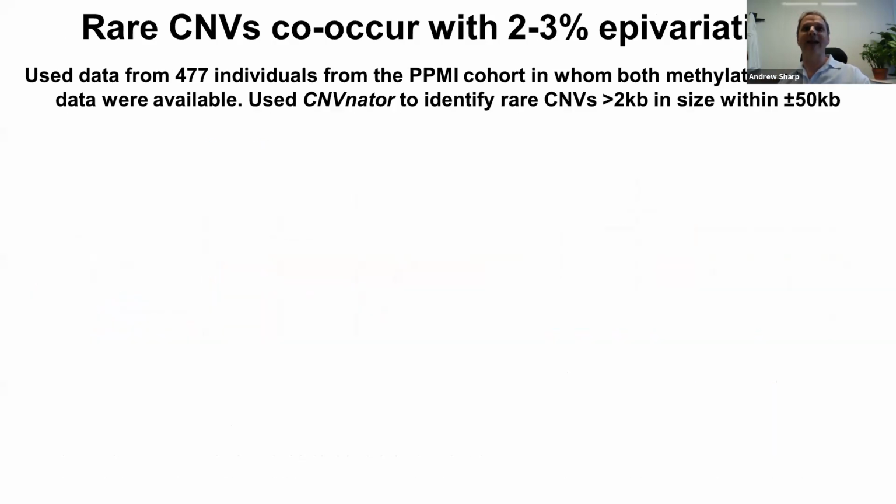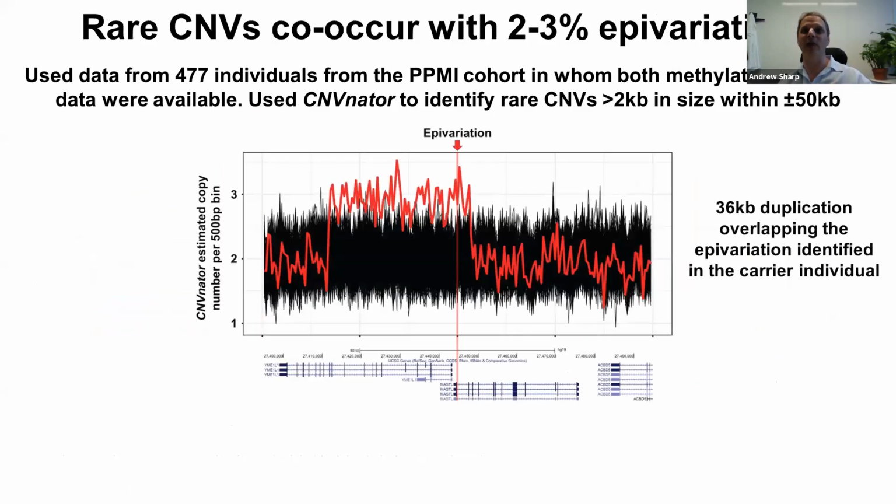We then went on to look at copy number variants in the same cohort. Here we looked at CNVs at least 2 kb in size within plus or minus 50 kb. And again, we see an enrichment. Just to show you one example, here's an individual that has a 36 kb duplication. You can very clearly see that. The y-axis is the estimated copy number from CNV data, and you can see it goes up to 3 copies here. The other 500 individuals have no CNVs in this region.